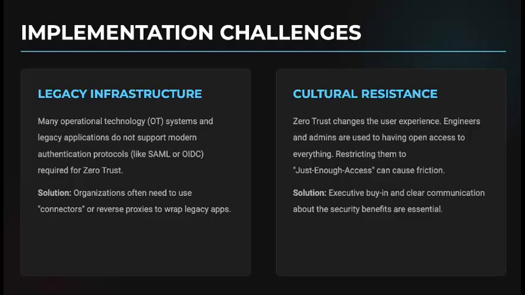And 2, cultural resistance. This is often the biggest hurdle. Zero Trust changes how work is done. It takes power away from the network-level administrators and requires granular policy settings. Engineers that are used to unrestricted access find just enough access frustrating. Successful deployment requires executive buy-in and a strong change management plan to communicate why this shift is necessary for collective security.